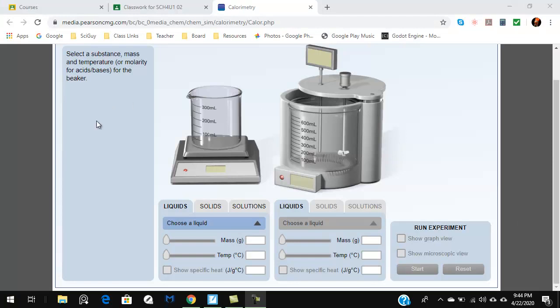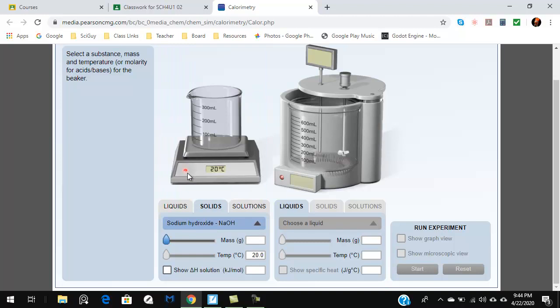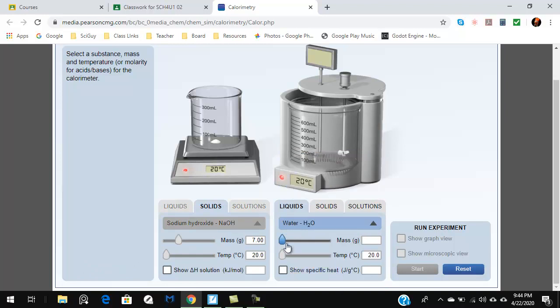So we'll set up this simulation to see what happens when we mix the sodium hydroxide into water. So the first thing we'll do is we'll go to solids here, and we'll change our solid to sodium hydroxide. I'd indicated we were going to use 7 grams. In the other beaker, we'll choose a liquid. In this case, we're going to use water, and we're going to use 100 grams of water. And it shows that the water temperature and the sodium hydroxide are both starting out at 20 degrees Celsius. So there's our initial temperature, 20 degrees.